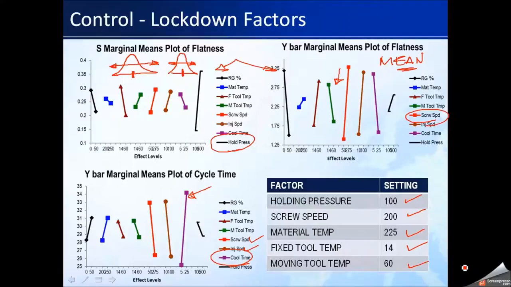Yeah, so we've got the flatness now better controlled. We've got the cycle time going pretty quick. So looking good so far.